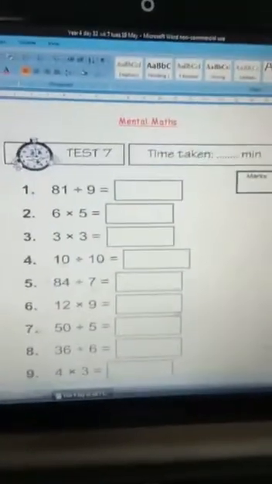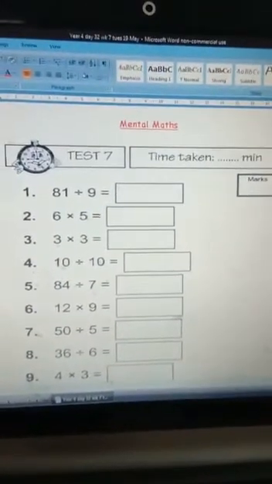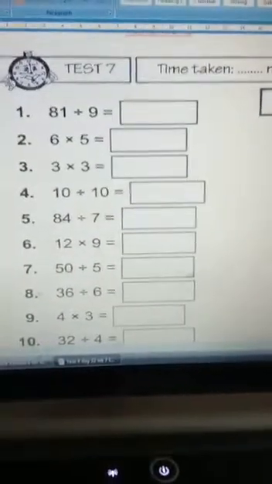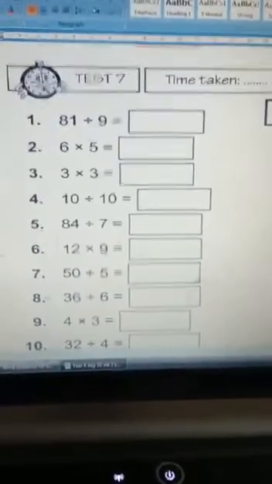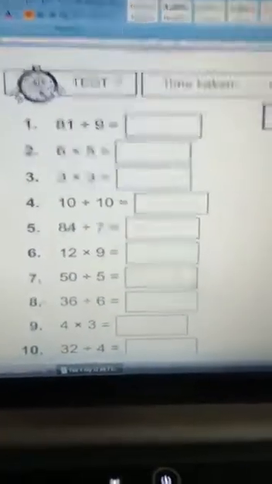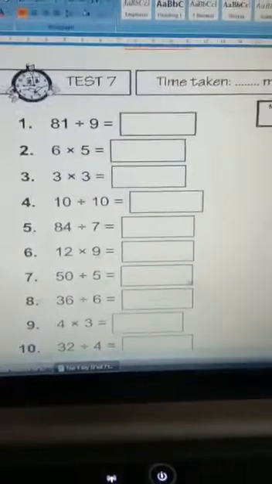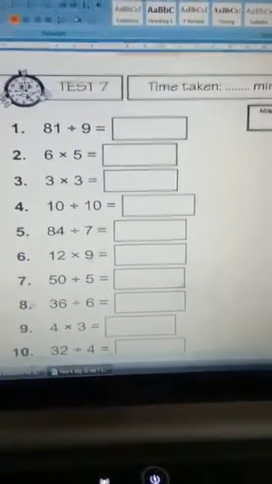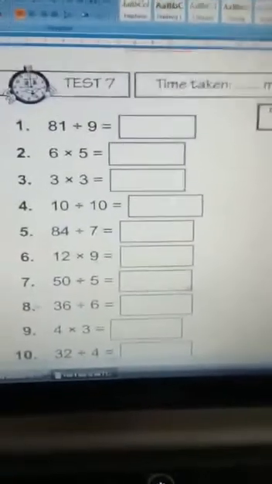Starting off with time yourself and test yourself. Mental maths, this is test 7. You can see the 10 questions are either multiplication or division. Some of your timings have been brilliant here, so see if you can do this ultra quickly. I'm sure some of you can do it well within 1 minute.